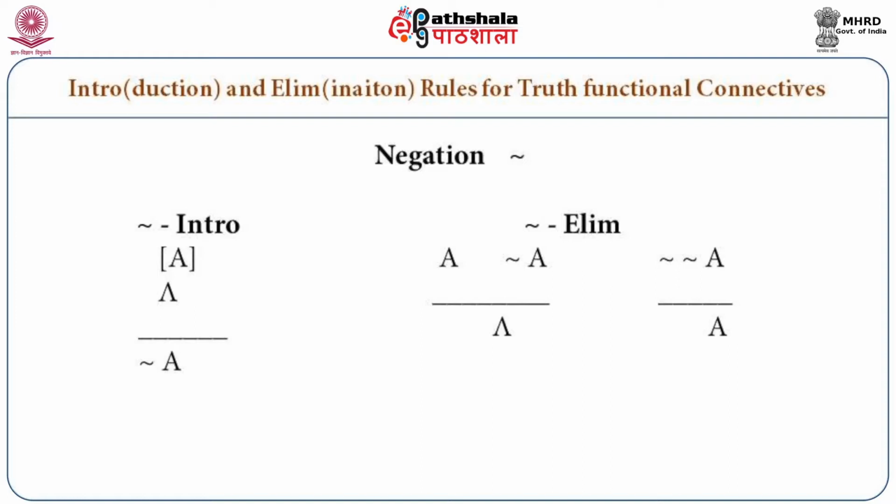How do we eliminate negation? There are two ways. One, if we have a sentence A and also another sentence not A, we infer a conclusion which is absurd. In other words, we have seen the negation connective in the premise, but in the conclusion negation is not coming. The other is, suppose we have double negation, not not A, then we can infer A. I go on to explain all the other truth connectives.